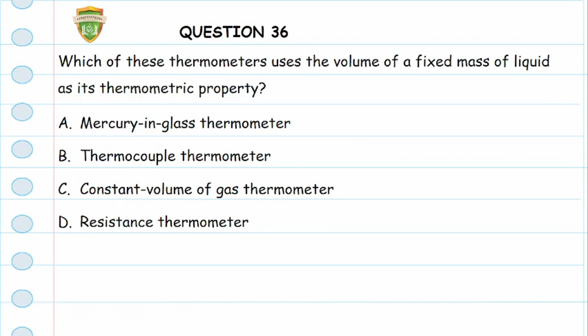And then B says thermocouple thermometer. Now we know that the thermocouple thermometer uses the potential difference, or the voltage difference, to be able to find the temperature.